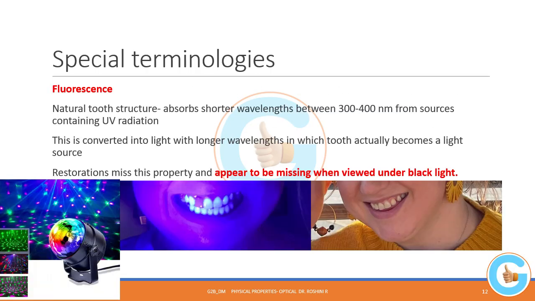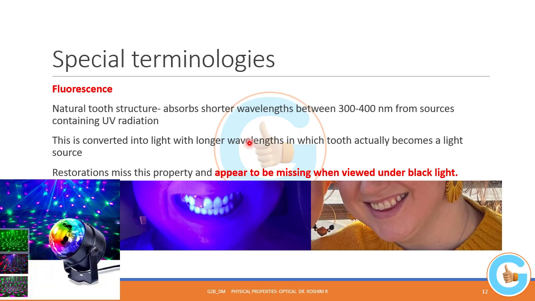Next property is fluorescence. So what is fluorescence? It is the ability of your natural tooth to absorb certain wavelengths, that is in the range of 300 to 400 nanometer from your sources containing UV radiation. So we are exposed to n number of radiations in the electromagnetic spectrum. Our natural tooth will have the ability to absorb these UV radiations from the range of 300 to 400 nanometer, and this will be converted into light with longer wavelengths.